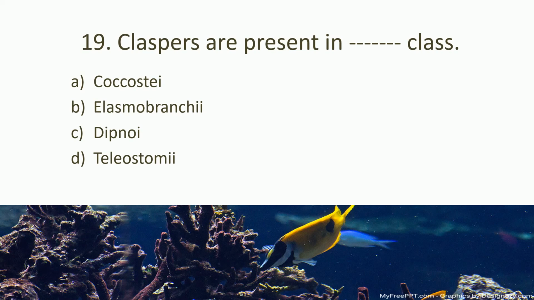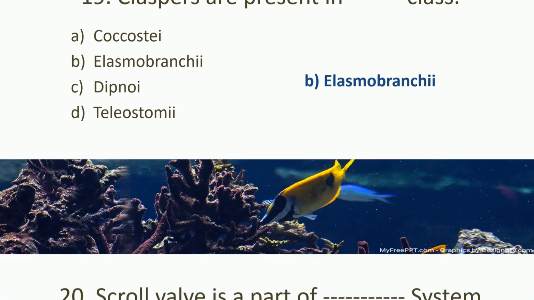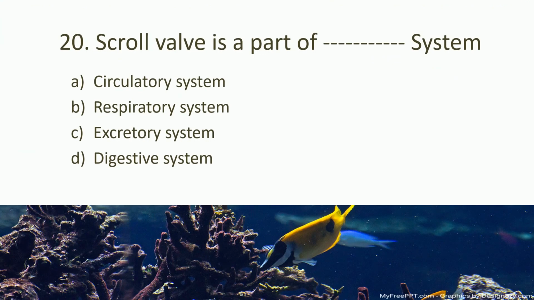19. Claspers are present in dash class. A, Holocephali, B, Elasmobranchii, C, Dipnoi, D, Teleostomi. Claspers are always present in male elasmobranch fishes to assist the transfer of sperm during copulation. 20. Scroll valve is a part of dash system. A, circulatory system, B, respiratory system, C, excretory system, and D, digestive system. And the right answer is D, digestive system.